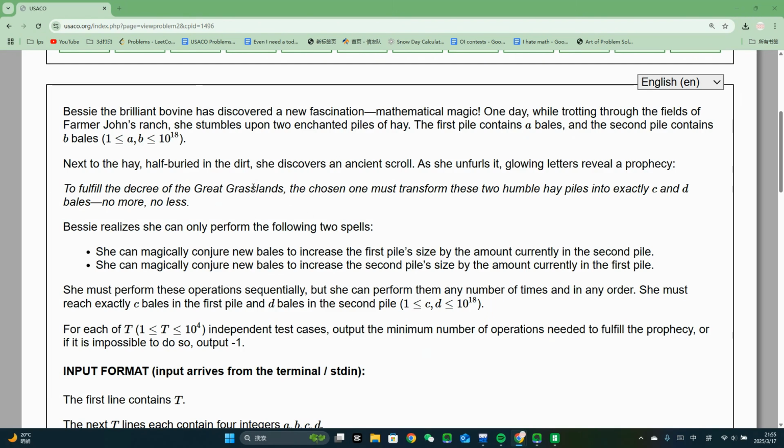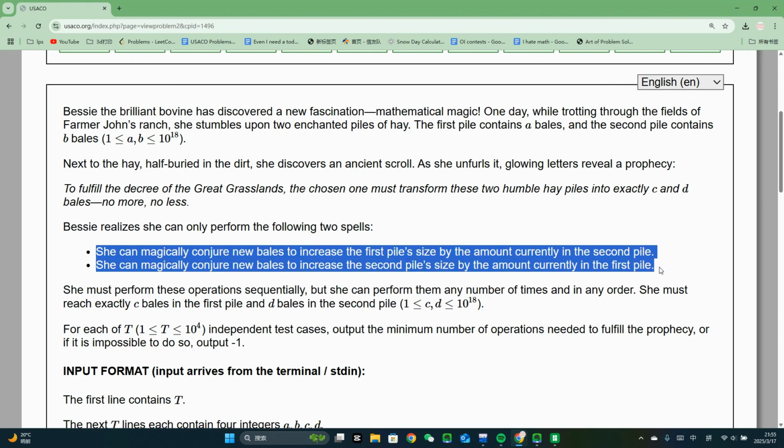Other than all the stories that's been added on it, it's really a mathematical problem where you have two numbers and you try to increment them using this rule. You try to get the first number from A to C and the second number from B to D by every time increasing the first number by the second or increasing the second number by the first. And you can do these operations any number of times. In the end, you output whether it's possible to achieve this, and if it is, the minimum number of steps needed to achieve this.